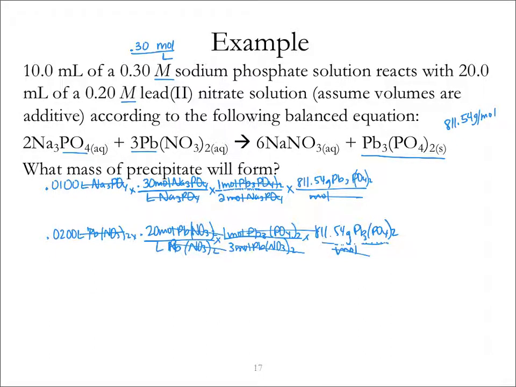So for the first one, it's approximately 1.22 grams of product or precipitate, and the second one is 1.08 grams of precipitate. So because the 1.08 is the smaller value, that would mean that the lead 2 nitrate was limiting, and that is the actual mass of precipitate that would be formed, the smaller amount.